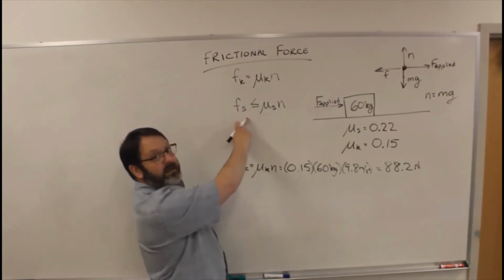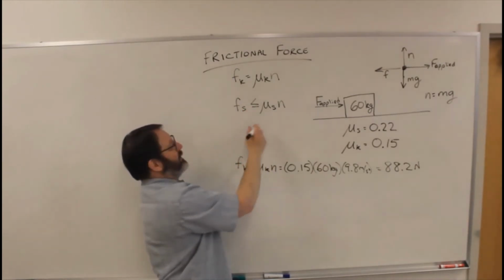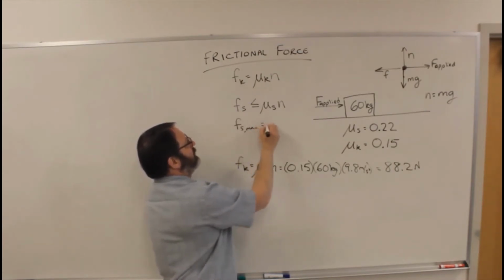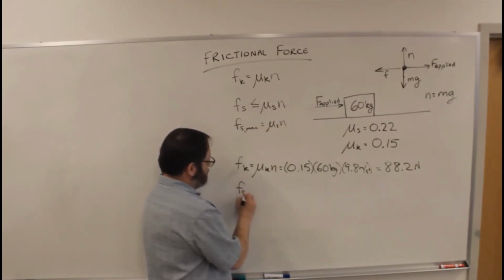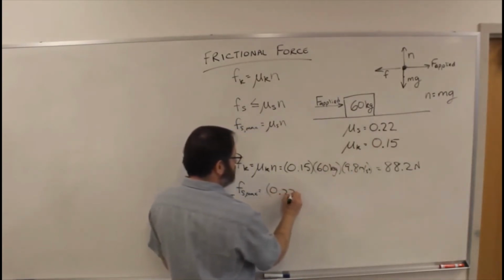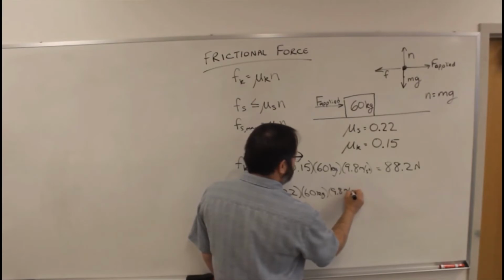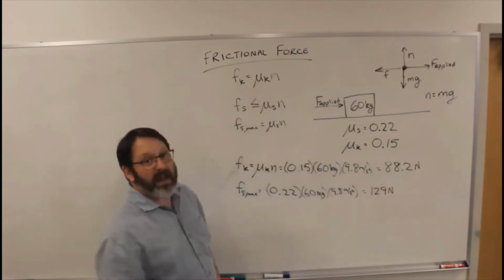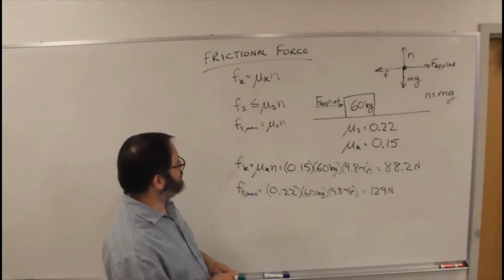Then the Fs, the static frictional force, is mu s n. It's less than or equal to that. So that means the maximum possible static force is equal to mu s n. That I can calculate. So Fs maximum is 0.22 times 60 kg times 9.8 meters per second squared, 129 newtons. So that's the maximum static force. This is the kinetic force of friction.